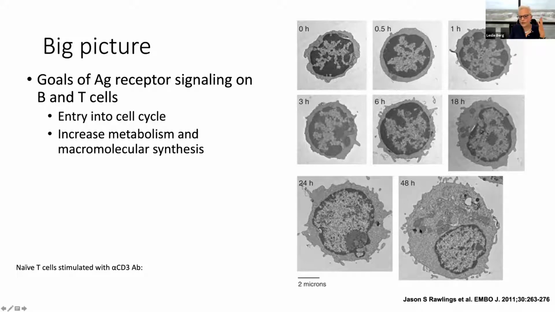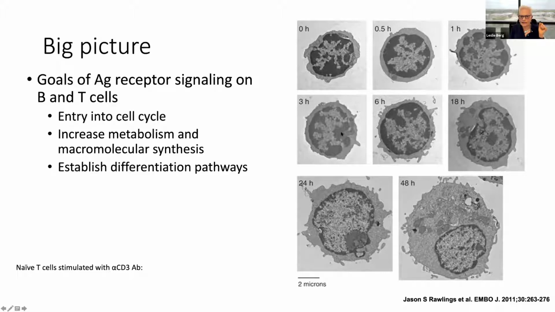So in 4 to 6 hours, over and over and over again, the T cell has to resynthesize every macromolecule it needs to double its content of ribosomes, lipids, membranes, proteins, everything, DNA, you name it, in order to divide at that rapid pace.